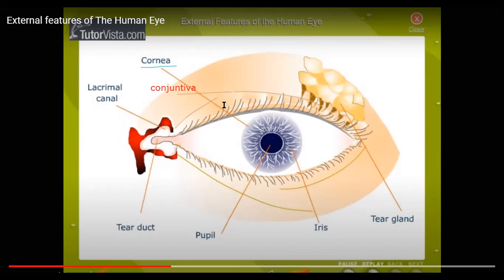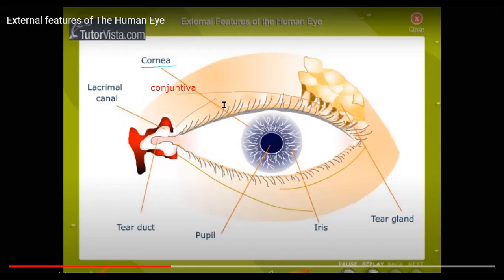It is covering the entire front portion of your eye, and it is continuing with the inner lining of your eyelid. And this is transparent epithelium cells. Conjunctiva is made of epithelium cells. Sometimes a question comes to name the cells which are present in the conjunctiva. So you will write epithelium cells.